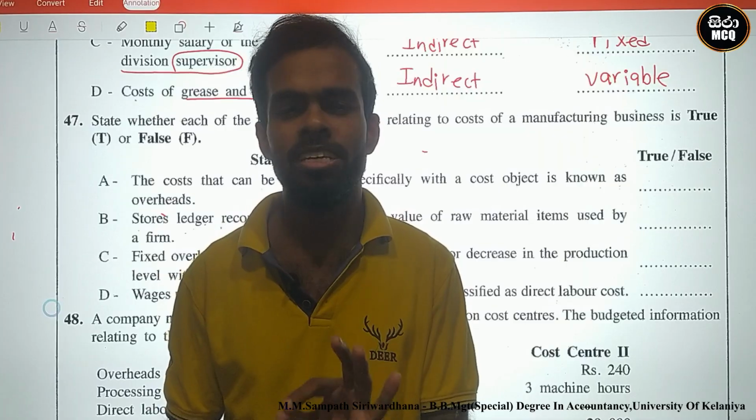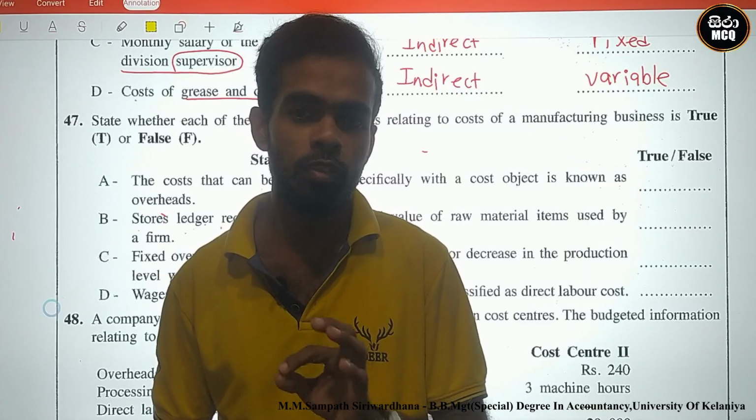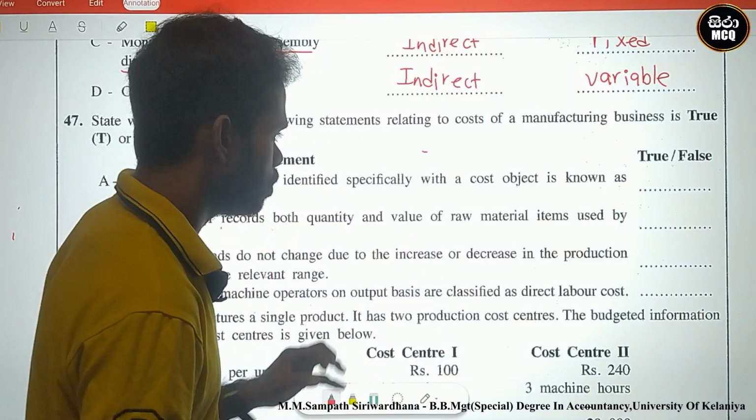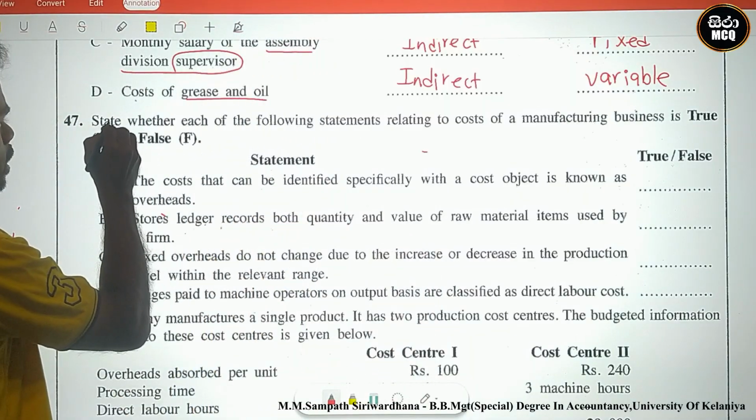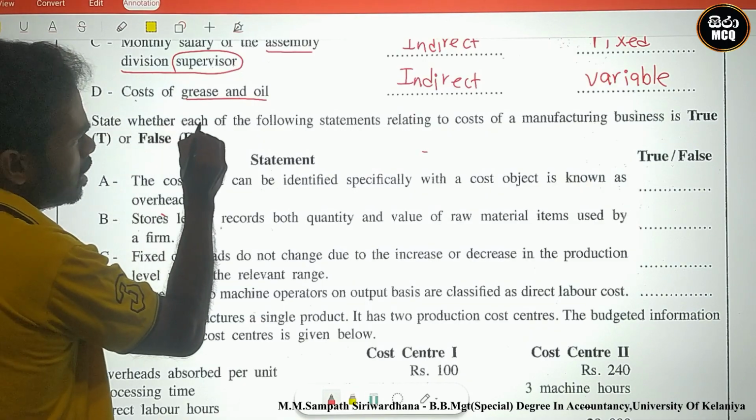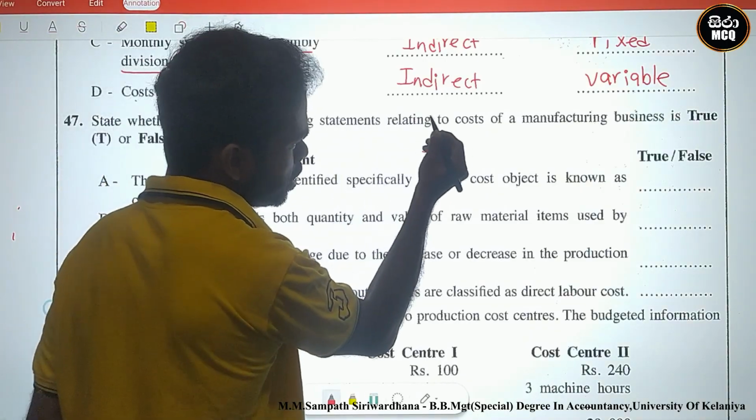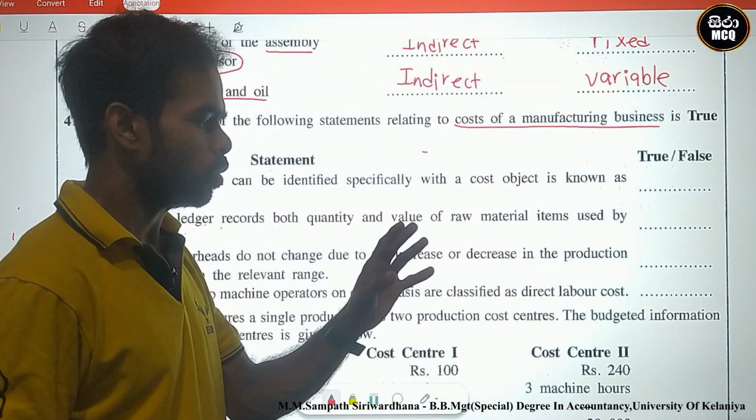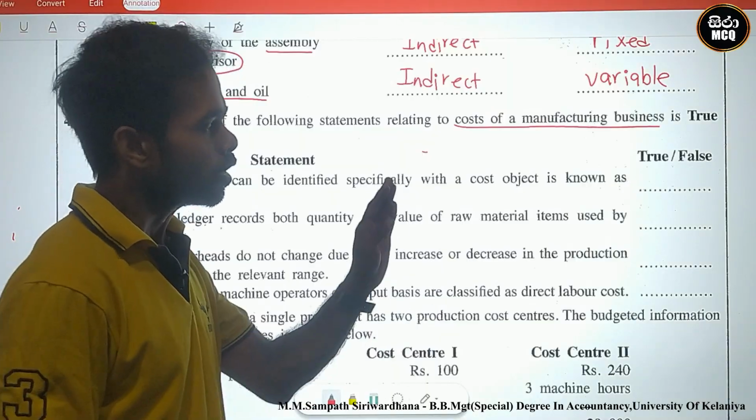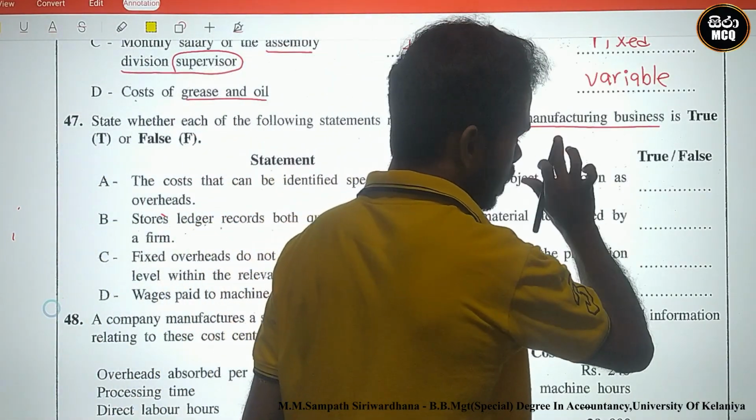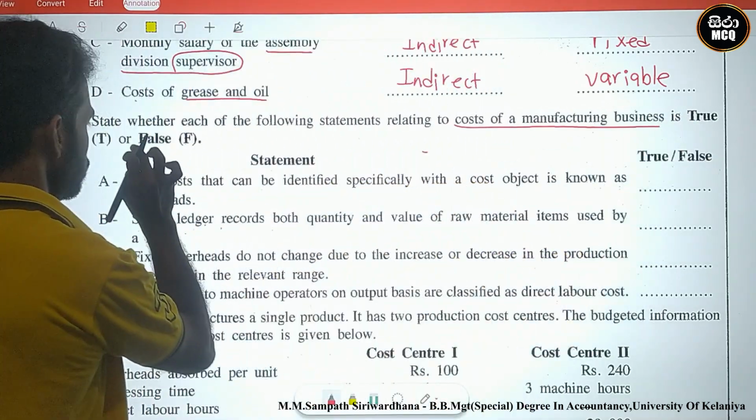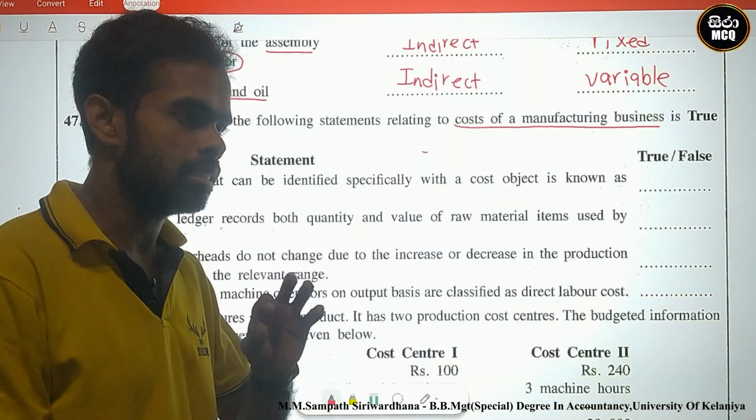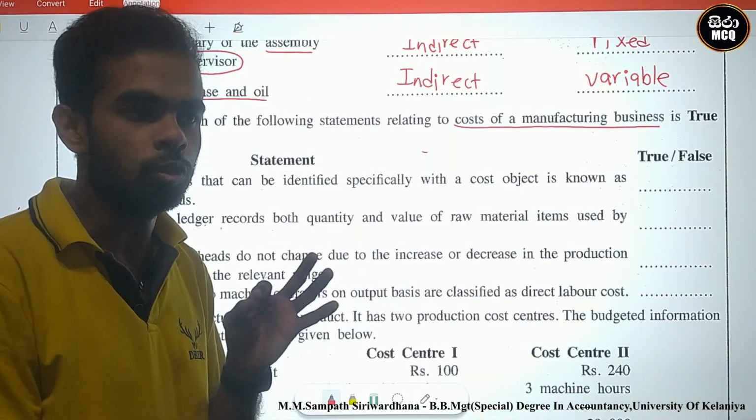Today we discuss Advanced Level A-Level Accounting Paper 2024 question number 47. This is the theory part. Look here, what are the requirements? Firstly they said, state whether each of the following statements relating to the cost of manufacturing business is true or false. There are 4 statements there. We find whether these statements are correct or incorrect.